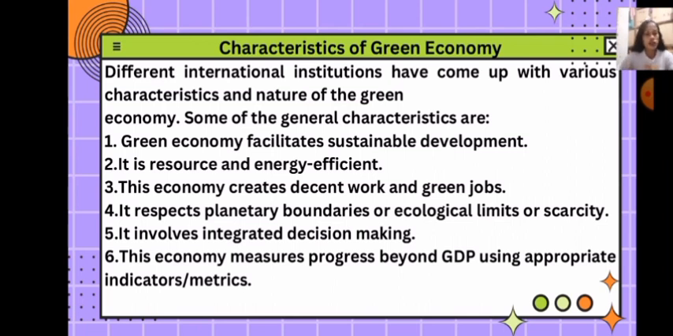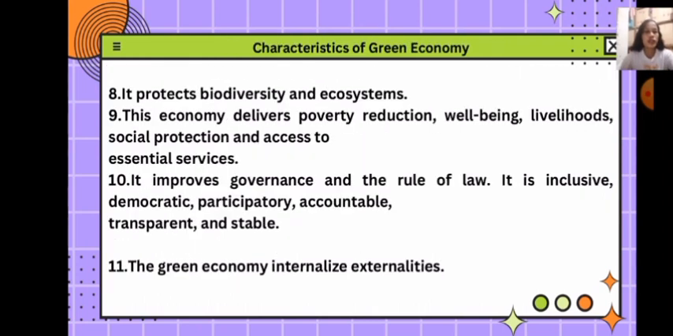Six, this economy measures progress beyond GDP using appropriate indicators or metrics. Eight, it protects biodiversity and ecosystems. Nine, this economy delivers poverty reduction, well-being, livelihoods, social protection, and access to essential services. Ten, it improves governance and the rule of law. It is inclusive, democratic, participatory, accountable, transparent, and stable. And lastly, the green economy internalizes externality.